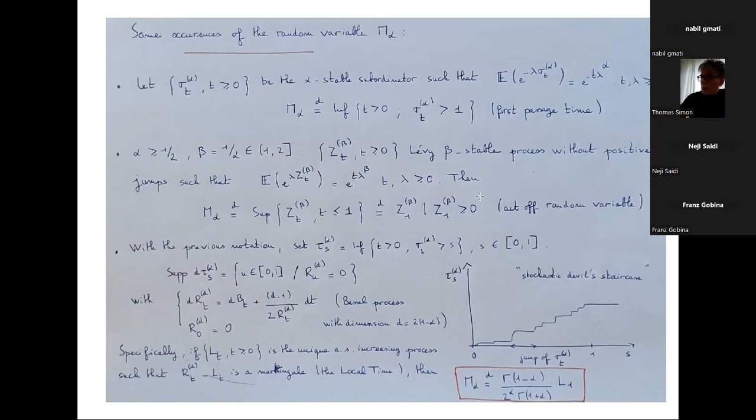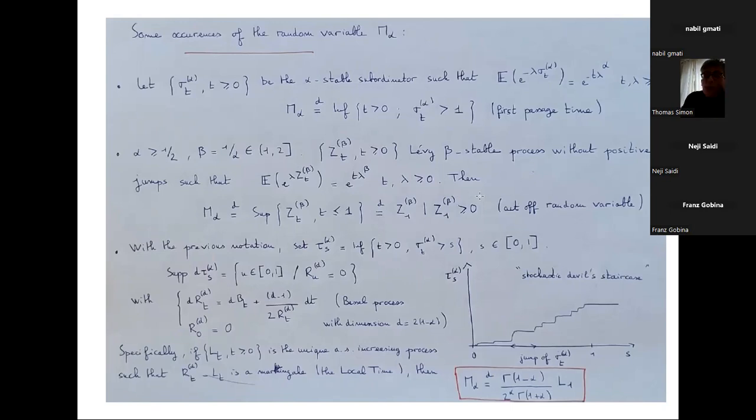Now, something which is a bit more intricate: you still consider the stable subordinator, and you consider the process of its passage times, which means that you index the random variable M alpha by some level. So you consider the first time the stable subordinator crosses S, and you let S vary between 0 and 1. So you have something like a devil's staircase, which is stochastic.